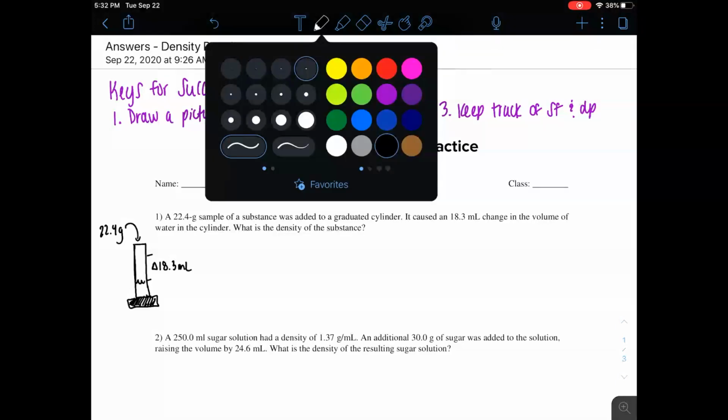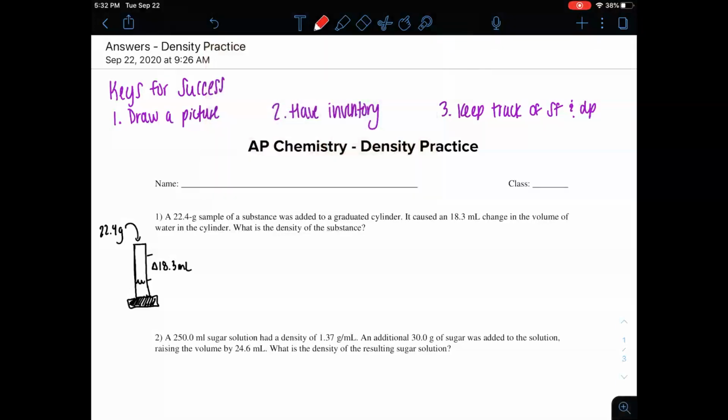Next, I'm going to take my inventory, and you can take inventory wherever you want. It might be easiest if I keep it on the right-hand side. First off, we're dealing with density equals mass over volume. That is the equation we need to use. We are also given the mass of our sample at 22.4 grams, and we are actually given the volume of our sample based on the displacement. The 18.3 milliliter change in volume is telling us what the volume of our substance actually is.